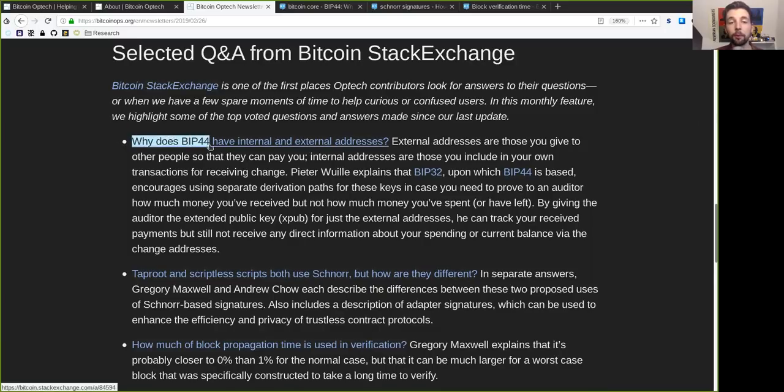First, why does BIP44 have internal and external addresses? External addresses are those you give to other people so that they can pay you. Internal addresses are those you include in your own transaction for receiving change. Peter Wuille explains that BIP32, upon which BIP44 is based, encourages using separate derivation paths for these keys in case you need to prove to an auditor how much money you have received, but not how much money you've spent or you've left. By giving the auditor the extended public key for just the external addresses, he can track your received payments, but still not receive any direct information about your spending or current balance via the change address.